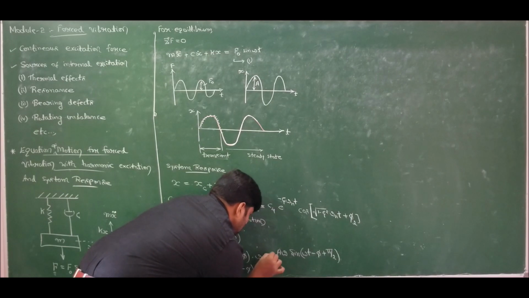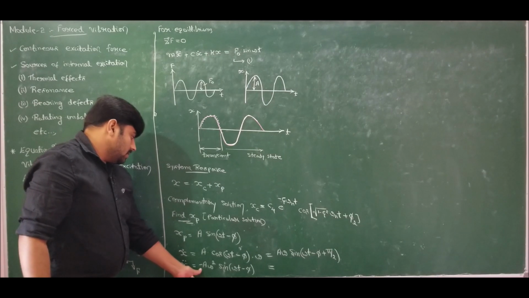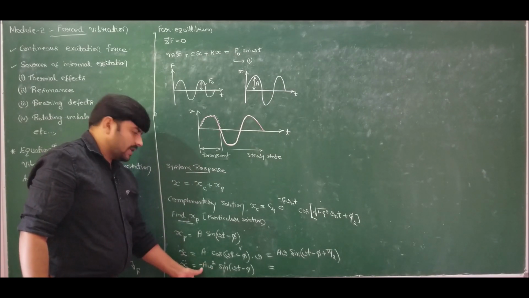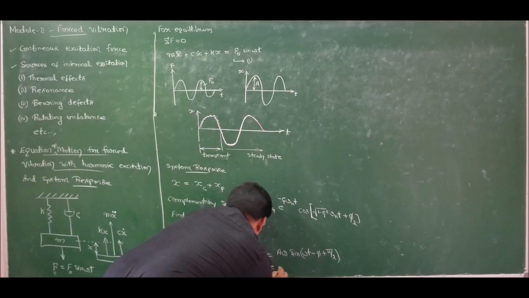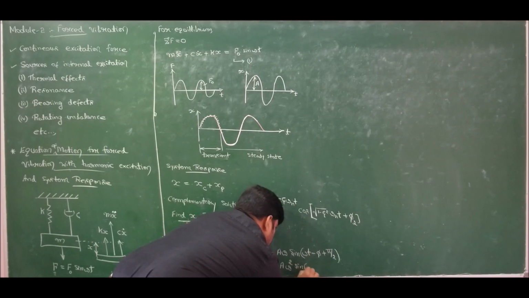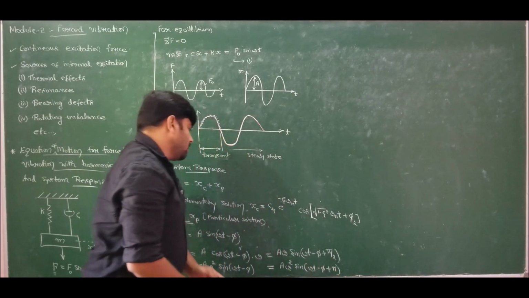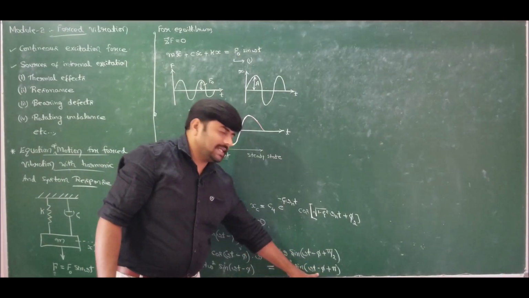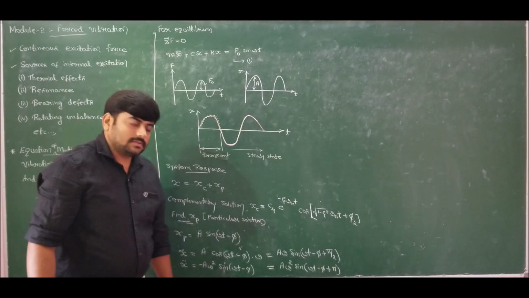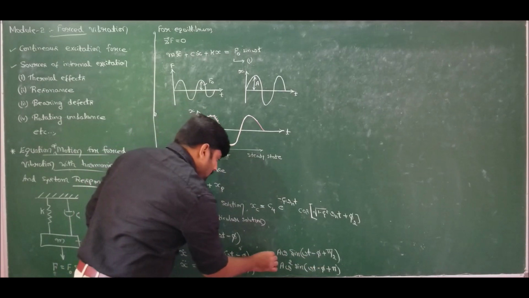So how can this be written in sine form? Here I have a negative sign, but I want a sine function, so I want to remove this negative sign. Therefore what I can do is write it as A omega square sin of omega t minus phi plus pi, because sin of 180 plus theta is minus sin theta. Sin of 180 plus theta is minus sin theta. So I removed this negative sign by introducing pi. Hope you are following.